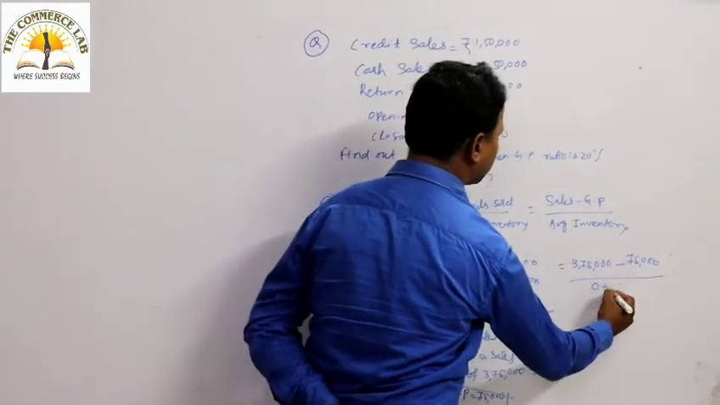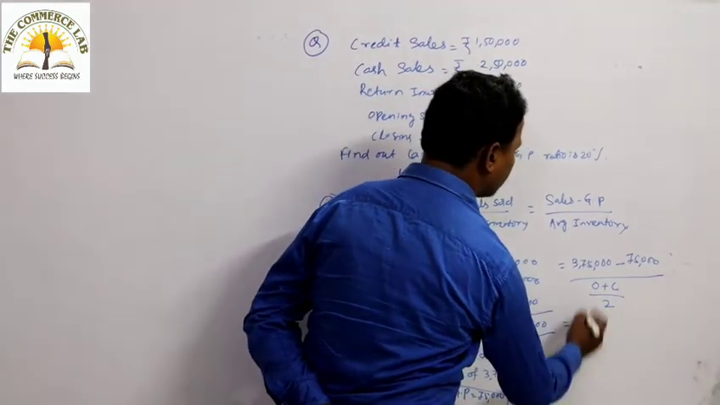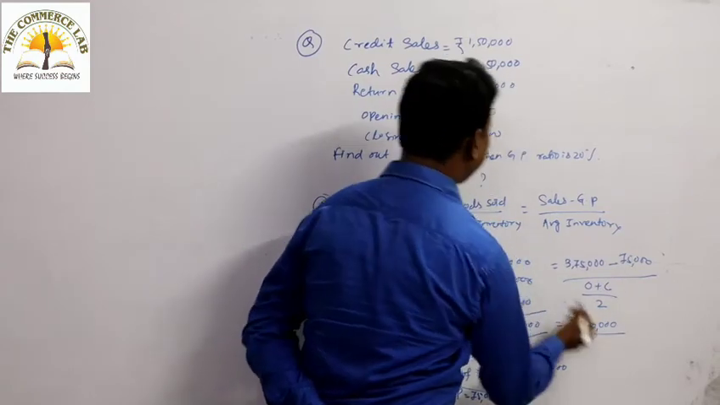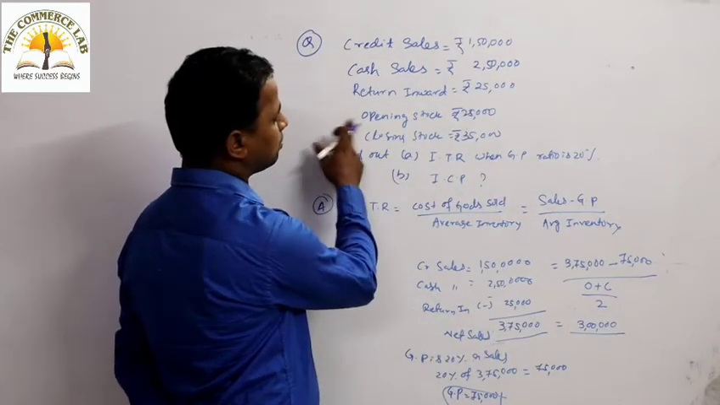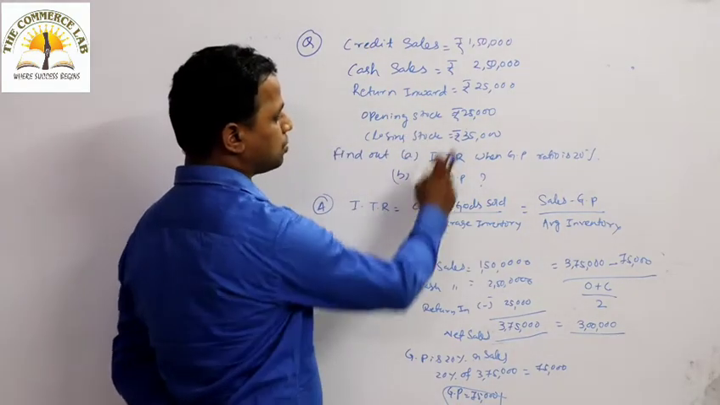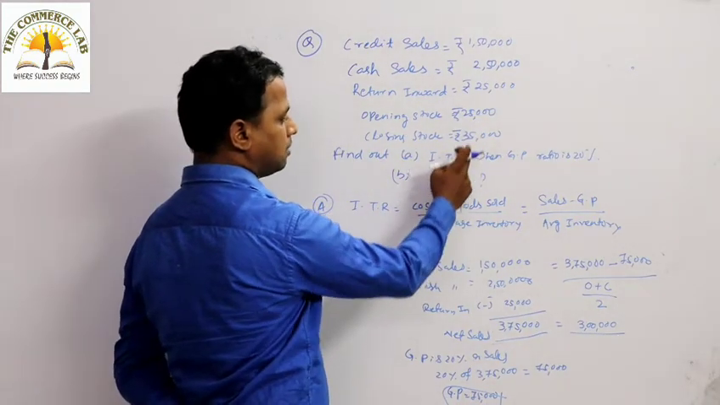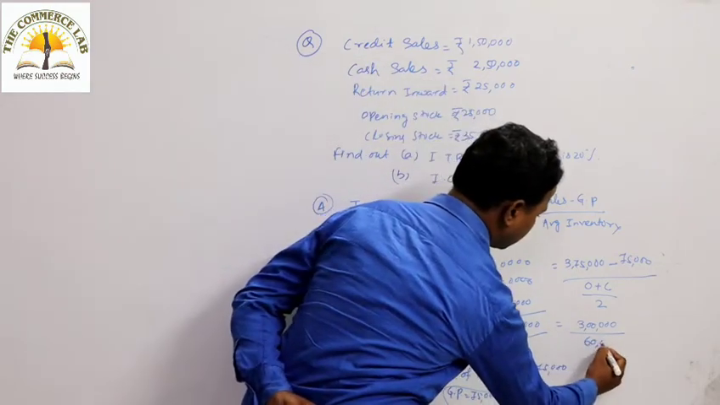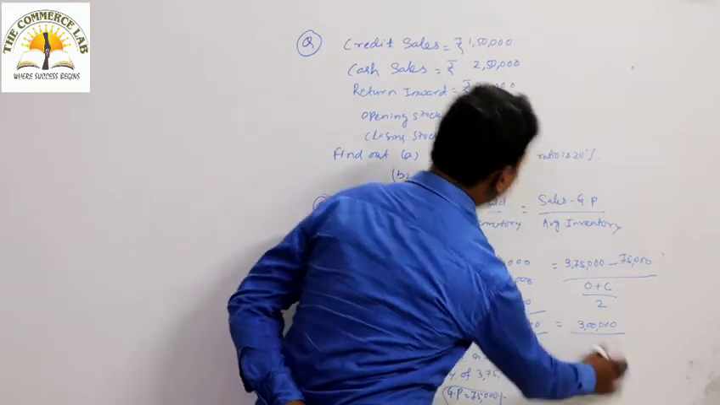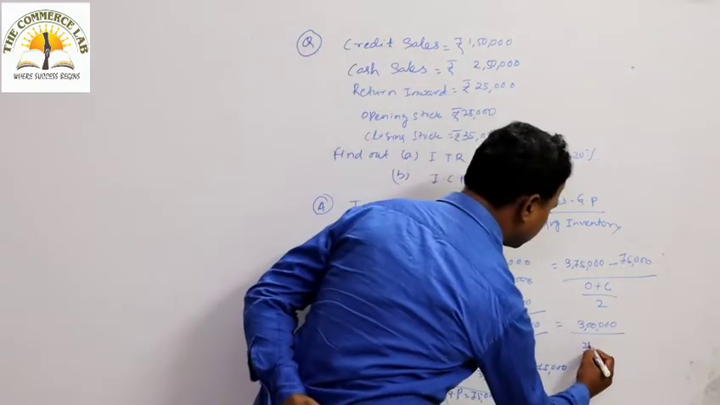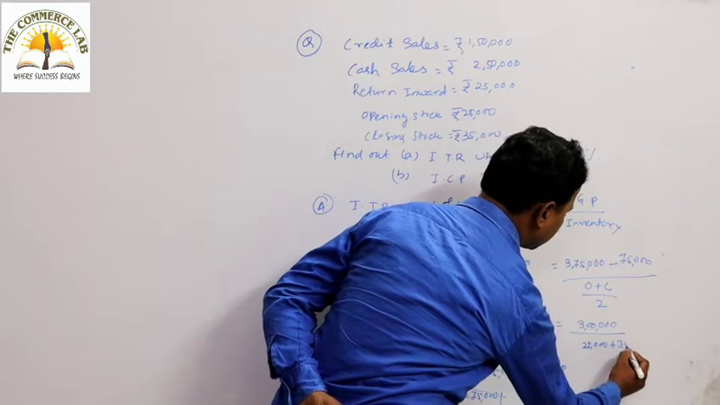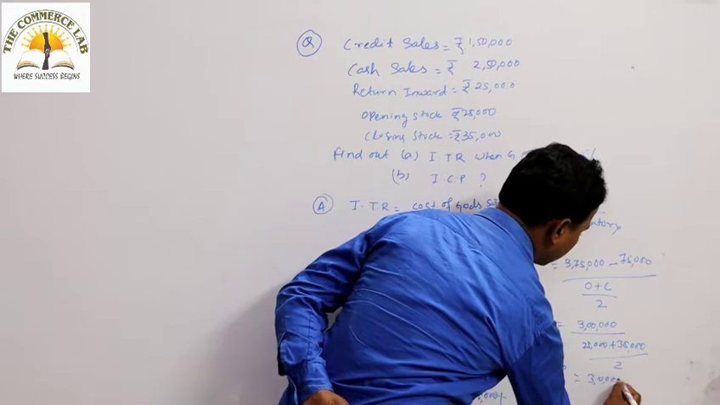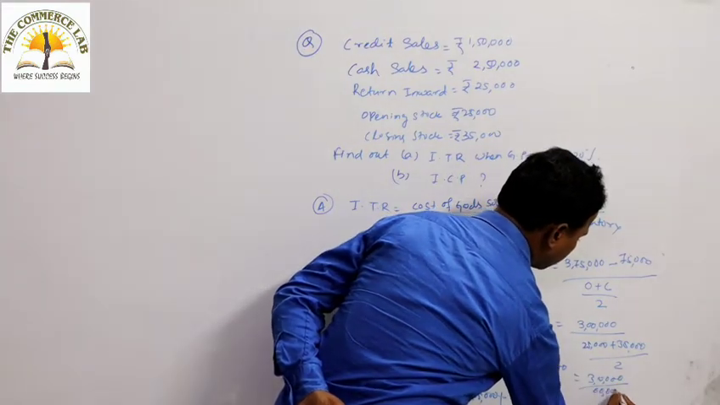That is opening stock plus closing stock divided by 2. So 3,75,000 minus 75,000, that is 3 lakh. Then what is opening stock? Opening stock is 25,000, closing stock is 35,000. So that is 60,000. Or simply we have to write opening stock 25,000 plus 35,000 divided by 2. So 3 lakh divided by 60,000 by 2.